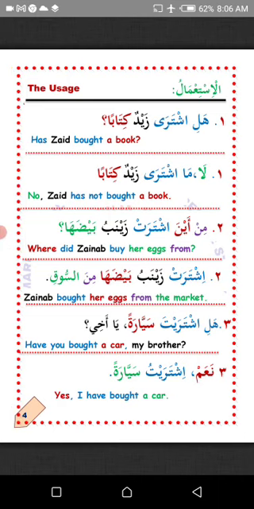Al-istimal, now the usage. Wahid, number 1. هل اشترى زيد كتابا. Note, you are going to read it as هل اشترى, not هل اشترى زيد, because the alif must be dropped when found in the middle of a sentence. You drop the alif. The alif can only be read when found at the beginning of a sentence. هل اشترى زيد كتابا. Has Zaid bought a book?